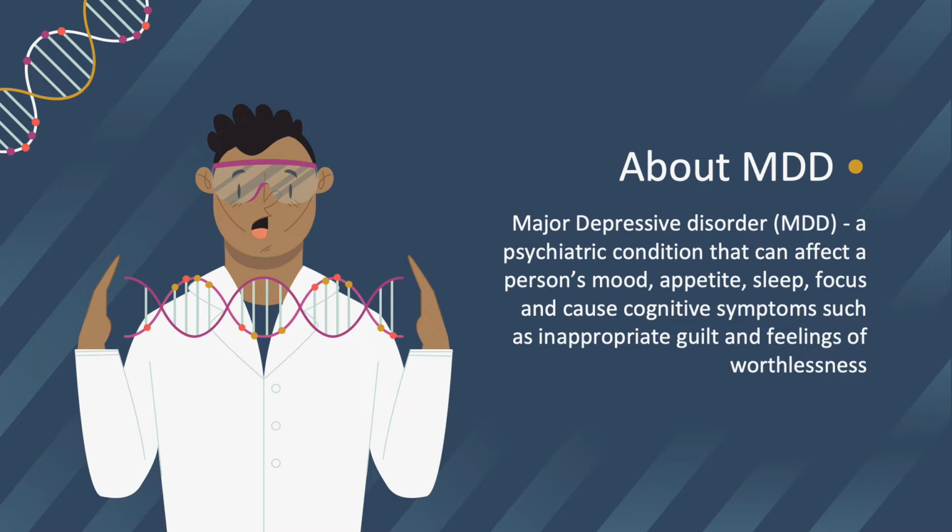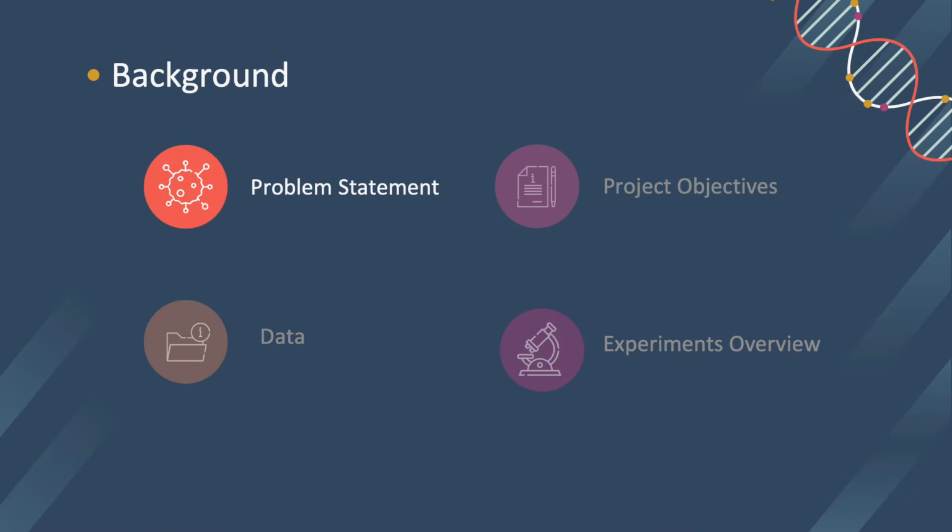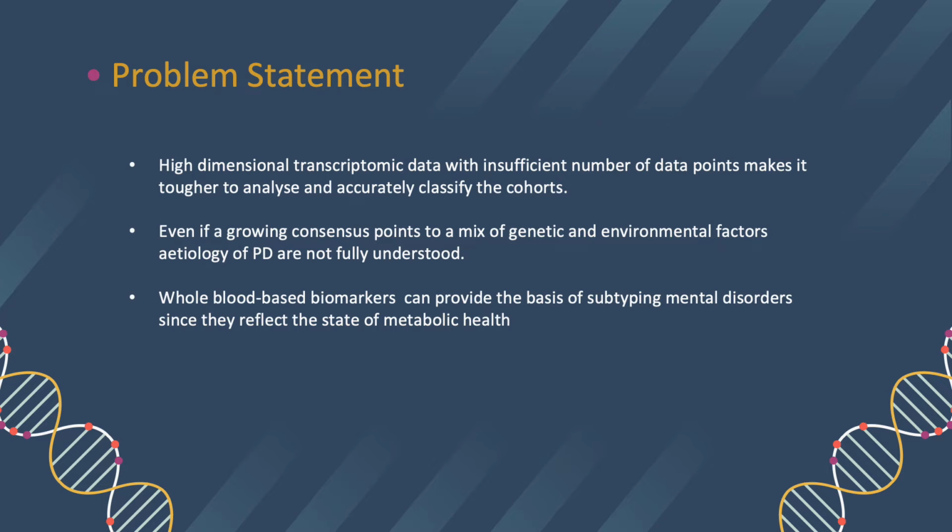Major depressive disorder is a psychiatric condition that can affect a person's mood, sleep, focus, and cause feelings of guilt and worthlessness. It is often confused with bipolar disorder or schizophrenia because of the way it presents itself in people. The problem statement in this project is that the data that is associated with such disorders are high-dimensional transcriptomic data with small cohorts but a large number of predictor variables. This makes it difficult to effectively classify the blood biomarker data in order to make an accurate prediction.